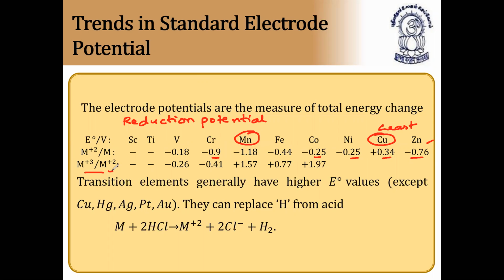Next, M+3 to M+2, that is a one electron reduction potential with one electron change. We can say minus 0.6, 0.41, plus 1.57. So in this case, it is the least reducing, and cobalt is also least reducing. Here, a positive value indicates less reduction, least reducing.